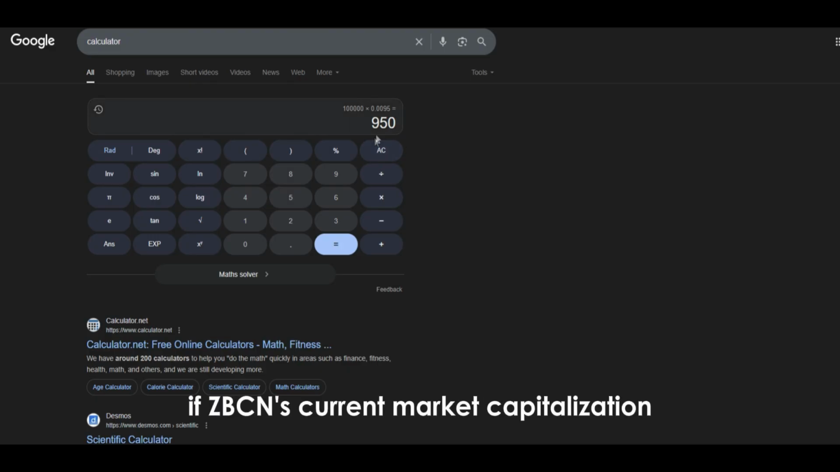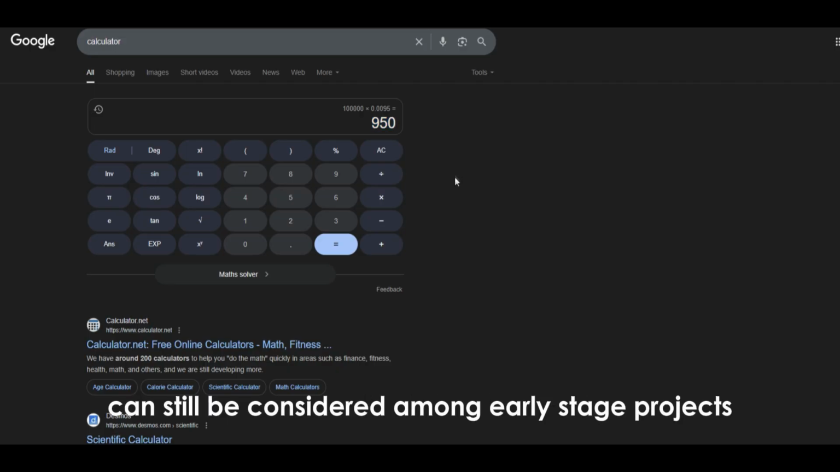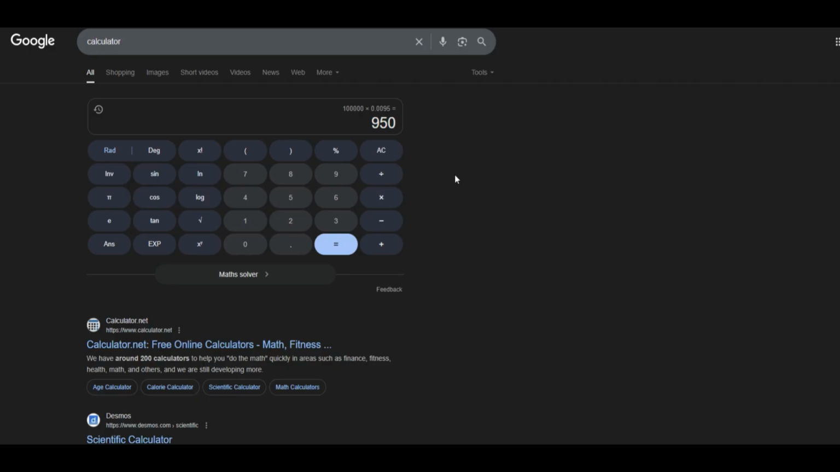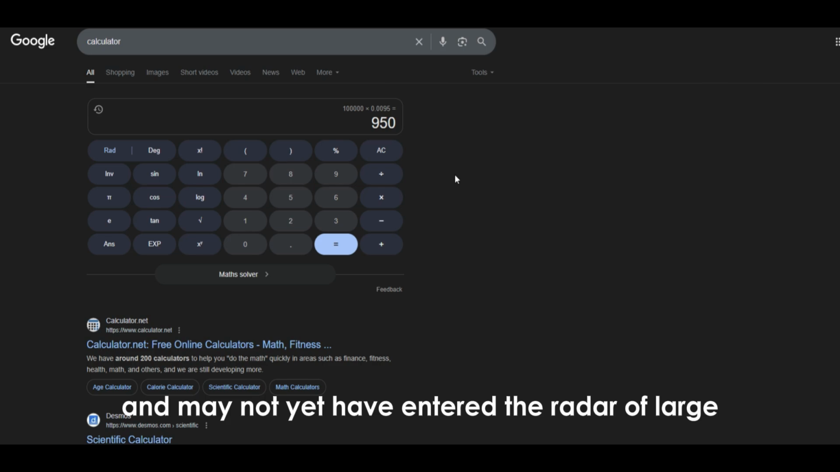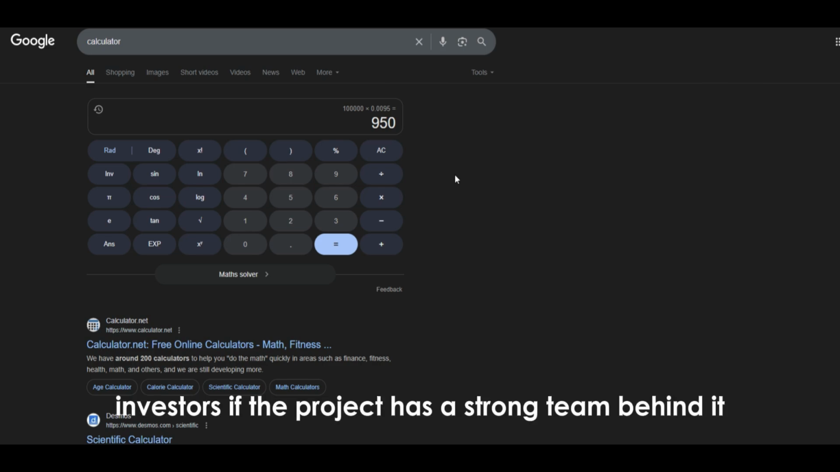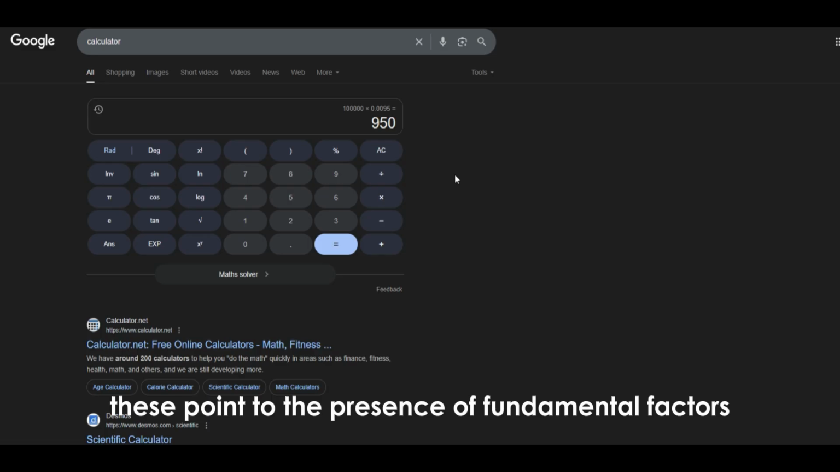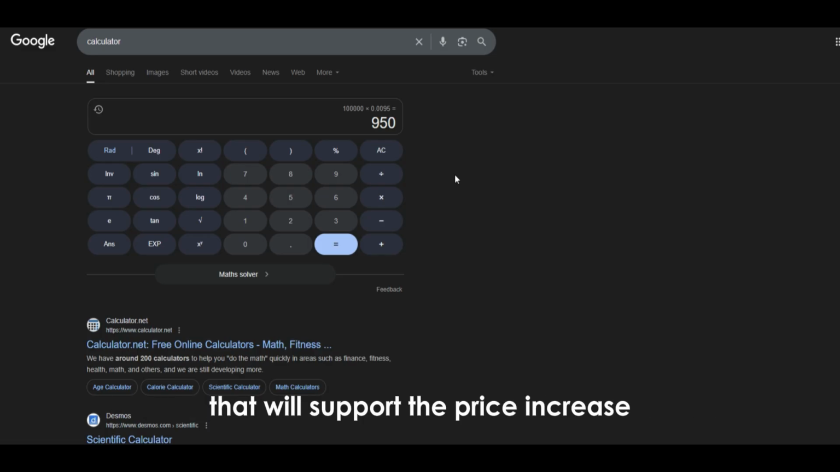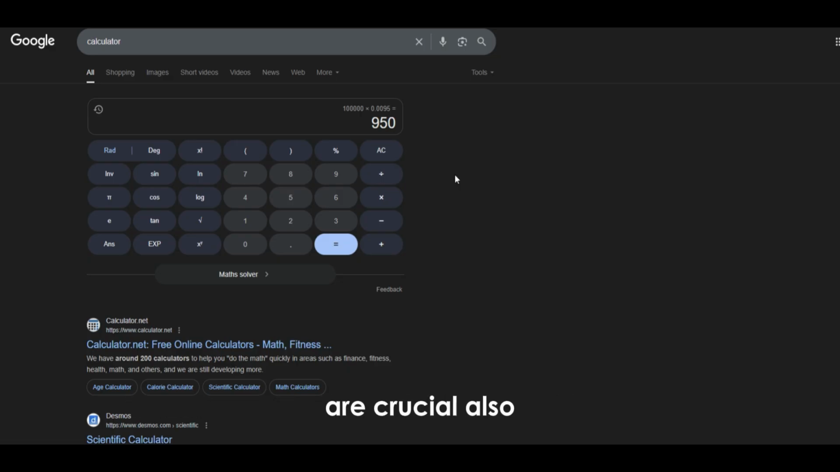If Zbcn's current market capitalization, market cap, is around $500 million, this token can still be considered among early-stage projects. Market caps at this level indicate that projects are still in development phases and may not yet have entered the radar of large investors. If the project has a strong team behind it, real use cases, an active community, and regular updates, these point to the presence of fundamental factors that will support the price increase. For such a rise to occur, factors like increasing liquidity, more listings on exchanges, new partnerships by the project, or completion of important steps in the roadmap are crucial.